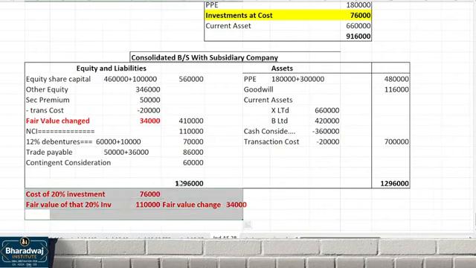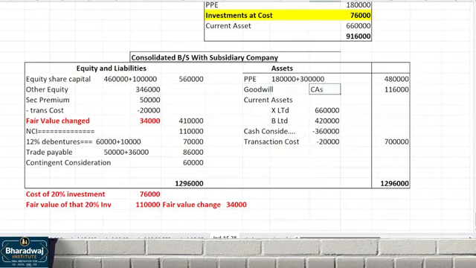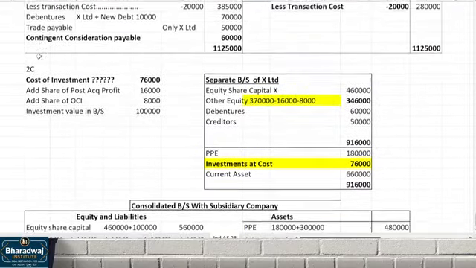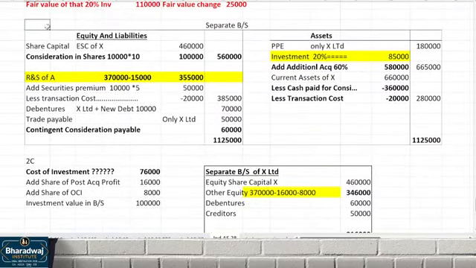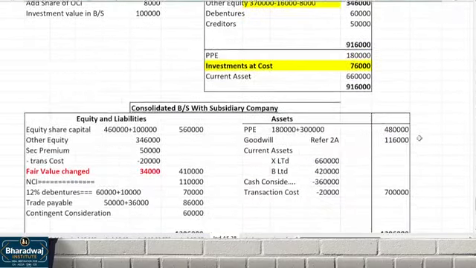34,000 change. Total is how much? 12,96,000. Goodwill we already worked out. Refer to case 2A. How much goodwill did you work out? 1,16,000. Current assets working is also the same as 2A. This is the consolidated balance sheet. Now the separate balance sheet needs to be prepared.